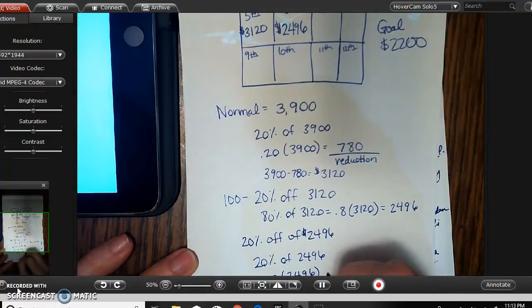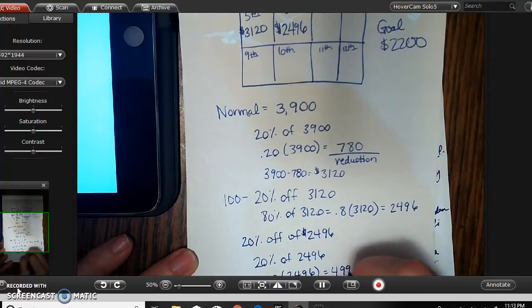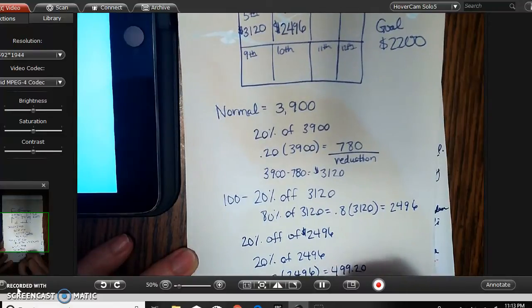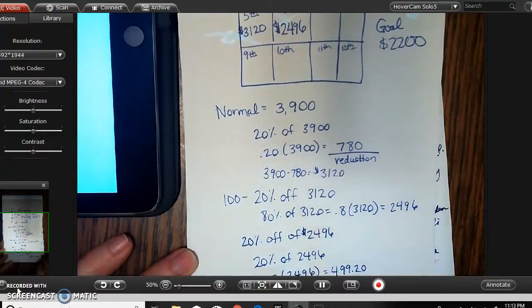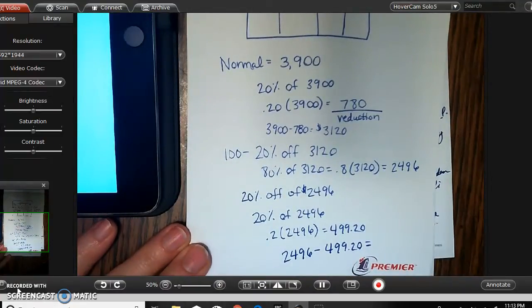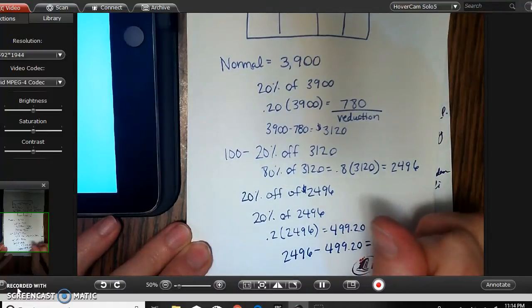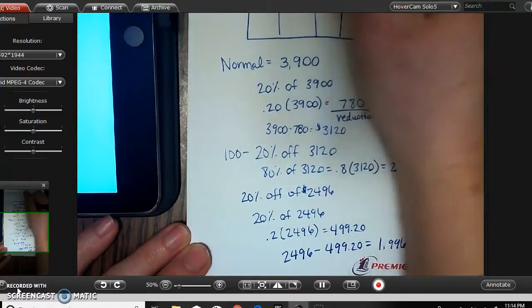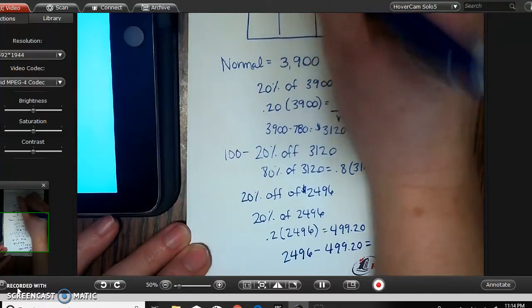That is going to be $499.20. Remembering that I then have to subtract that to find my actual sale price right now. So $24.96 is what we were at. We are subtracting $499.20. We are down to $1,996.80, which means that by July 7th, Mrs. Stagg can get a piano.